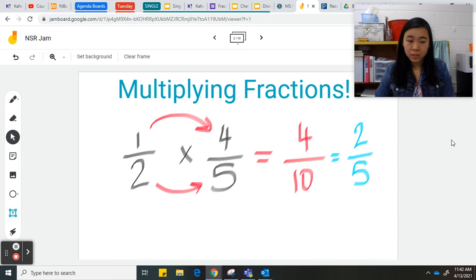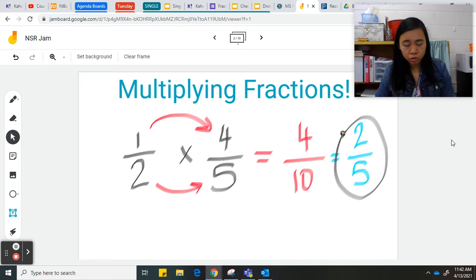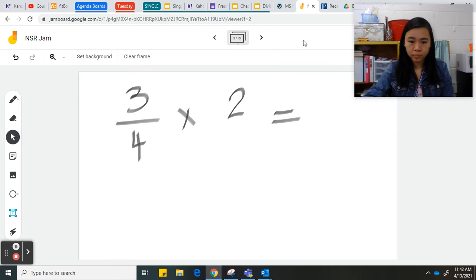So 4/10, 2/5, they are equivalent. They have the same value, but on a test or something like that, this is likely the answer choice that you're going to get. So make sure you try to simplify your answers. Okay, but that's all it is. So you just multiply straight across. So I have a few more examples for us to do.